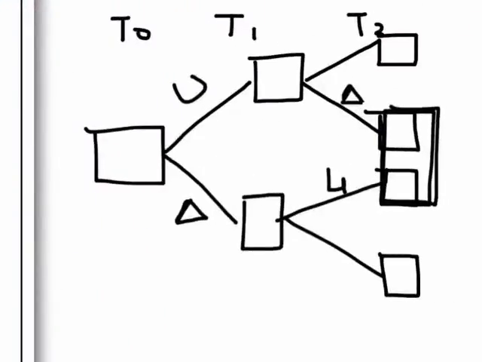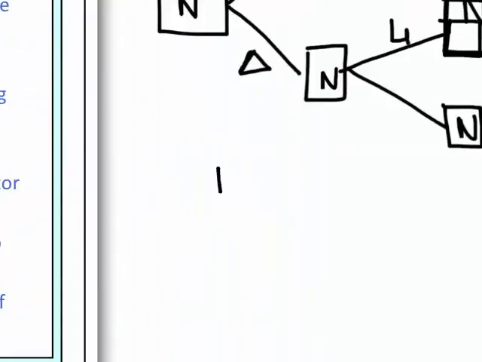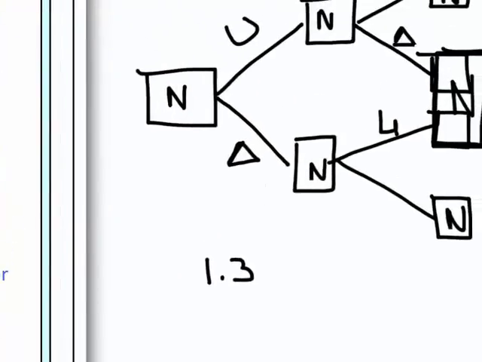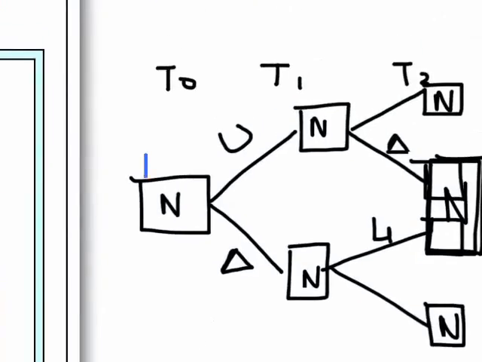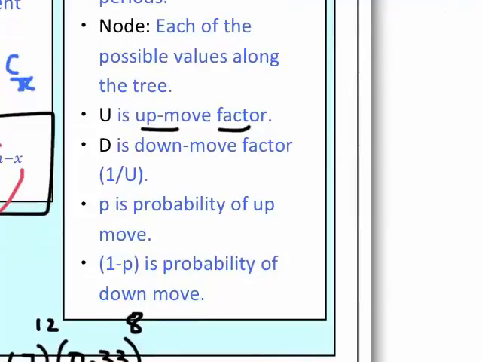These are nodes. So nodes N1. These are nodes. Up is the up move factor. So for example, it can be 1.3. What does that mean? That if stock price will go up, it will go up by a factor of 1.3. So if stock price is $100 here, it will rise to $130. It will rise up by a factor of 1.3. Down move will be inverse of that. Down move is 1 over u.